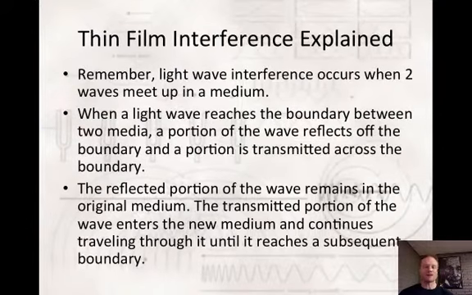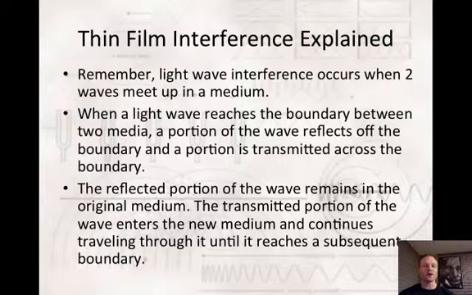I realize there's a ton of text on these slides, and you're probably going to have to pause the video at different points, because basically I'm just going to explain how all of this occurs, show you a picture, and then that'll be it. So feel free to pause as needed. But remember, light wave interference occurs when two waves meet up in a medium. And basically you can have two types of interference: constructive interference, which is going to enhance the light wave, or destructive interference, which basically cancels out the light wave.